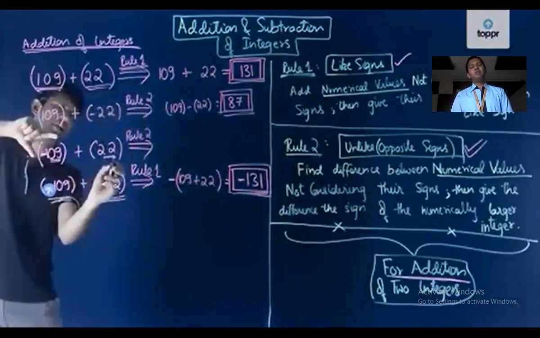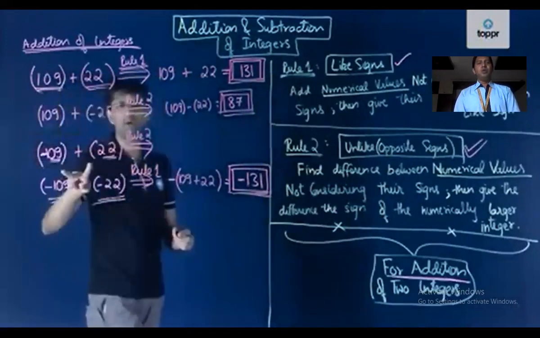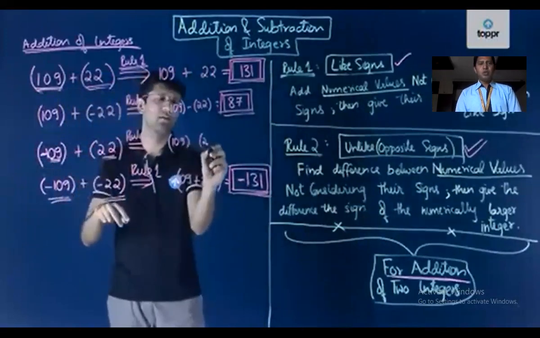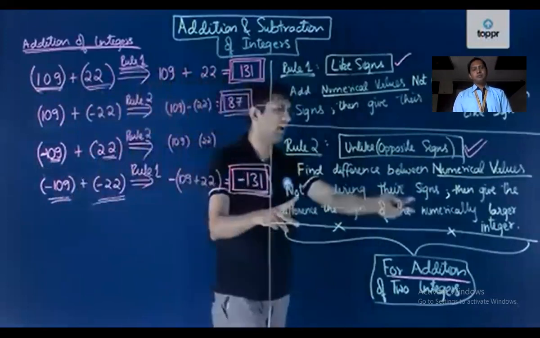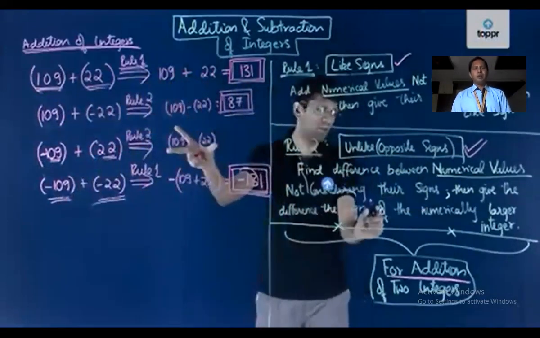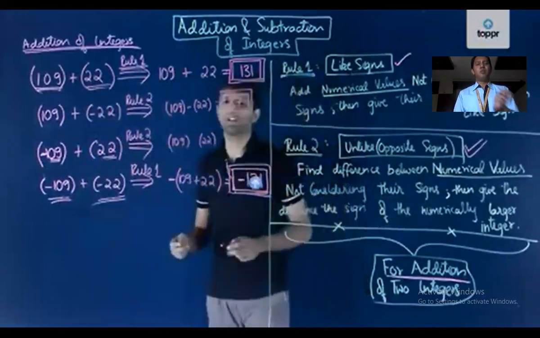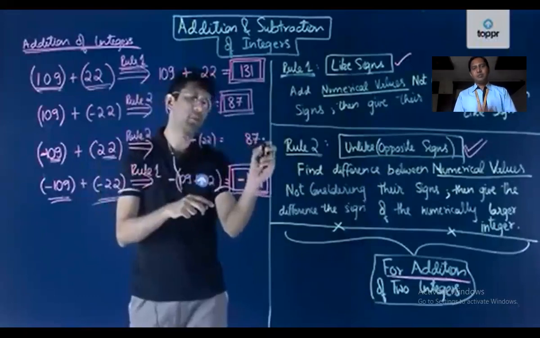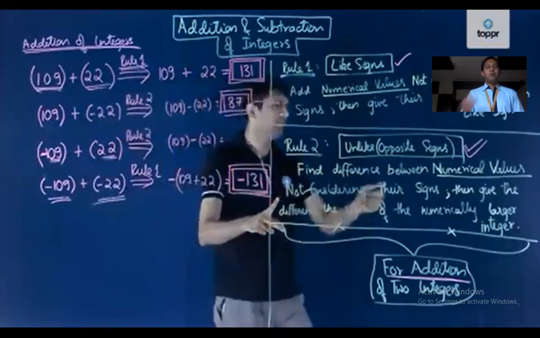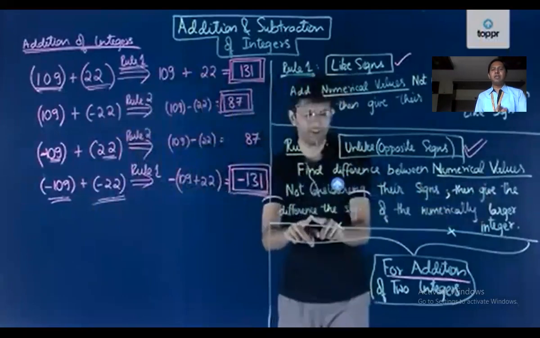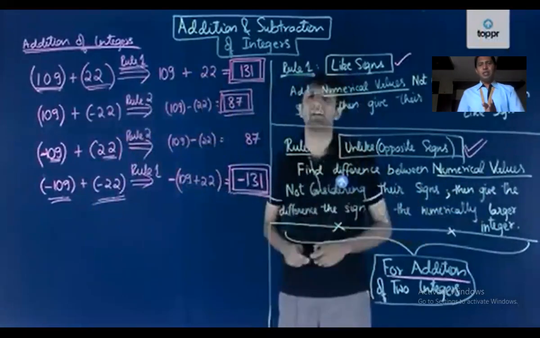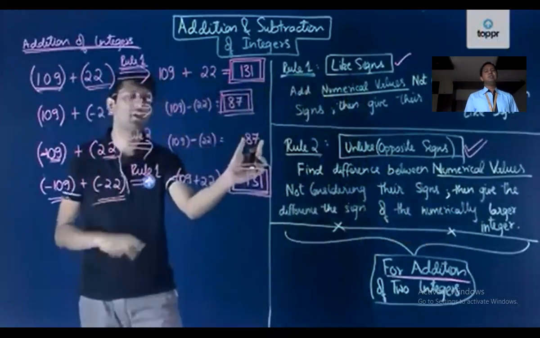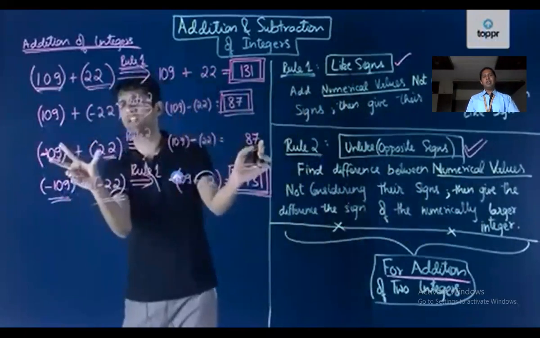If we find the difference of 109 and 22, we'll write it as 109 minus 22. We need to find the difference. So we'll find the difference of 109 and 22. The answer is 87, obviously, as we subtracted in the previous case as well. But further they write, then give the sign of the numerically larger integer. The numerically larger integer in this case is 109, which is a negative number.